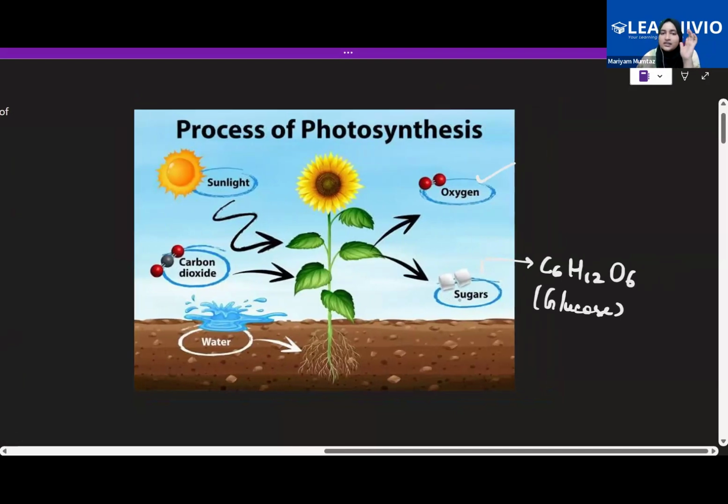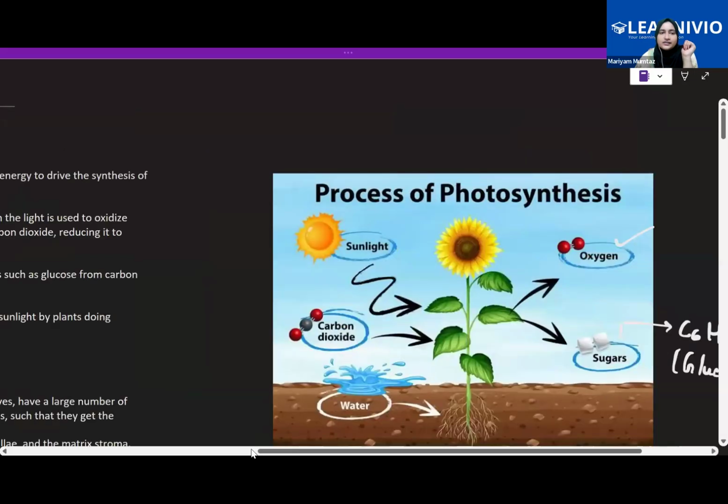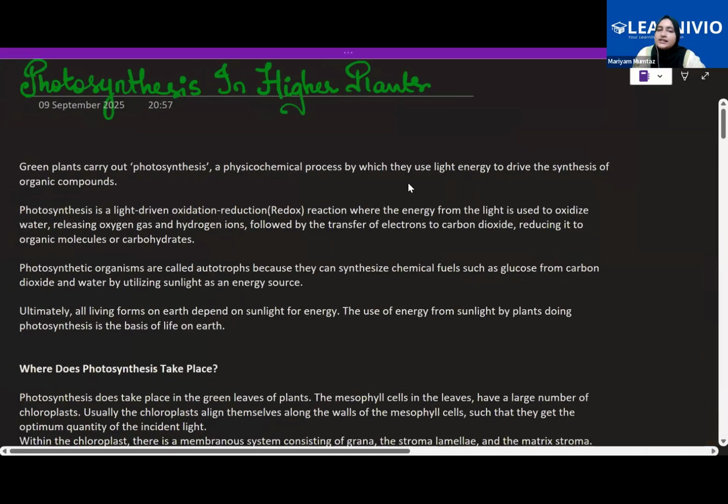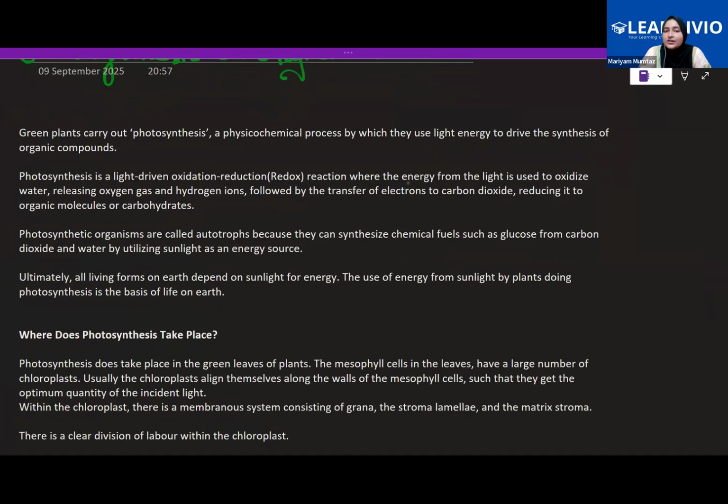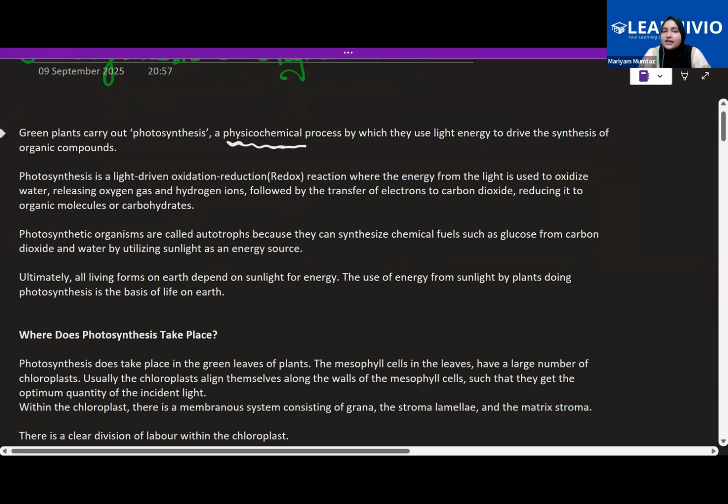So in this particular chapter, we're going to basically see the behind the scenes of photosynthesis. When we talk about photosynthesis in higher plants, the green plants carry out photosynthesis. It is a physiochemical process by which they utilize the light energy to make the organic compound. Particularly, we're talking yet again about the glucose molecule.